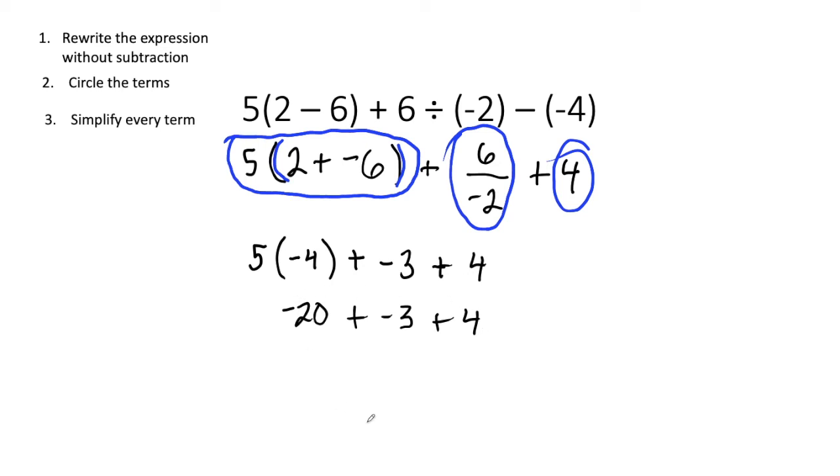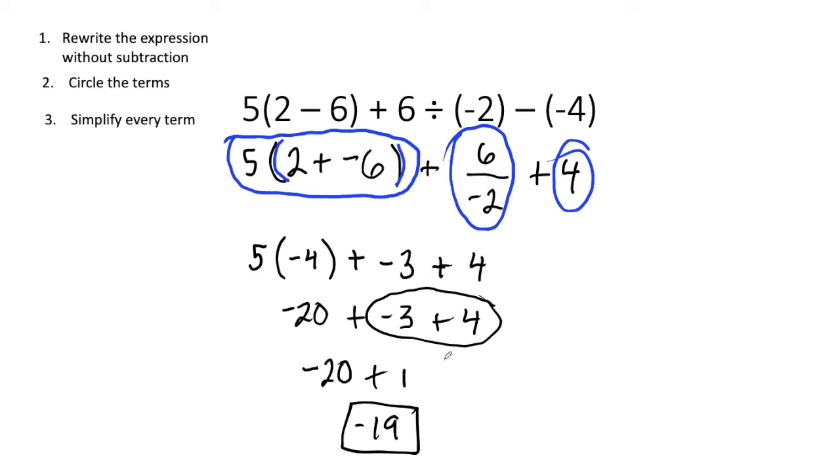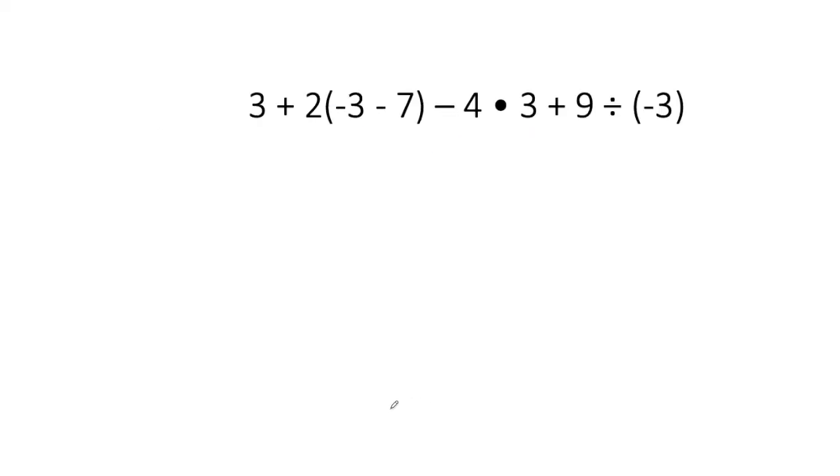Now, only now, all my terms are simplified and I can add these 3 terms together. I'm going to add the negative 3 plus the 4, because I know that's just a 1. You can add in any order you want because adding is commutative. So negative 20 plus positive 1 gives me an answer of negative 19. That was our adding last. Whoops, sorry about that. All right, one more.